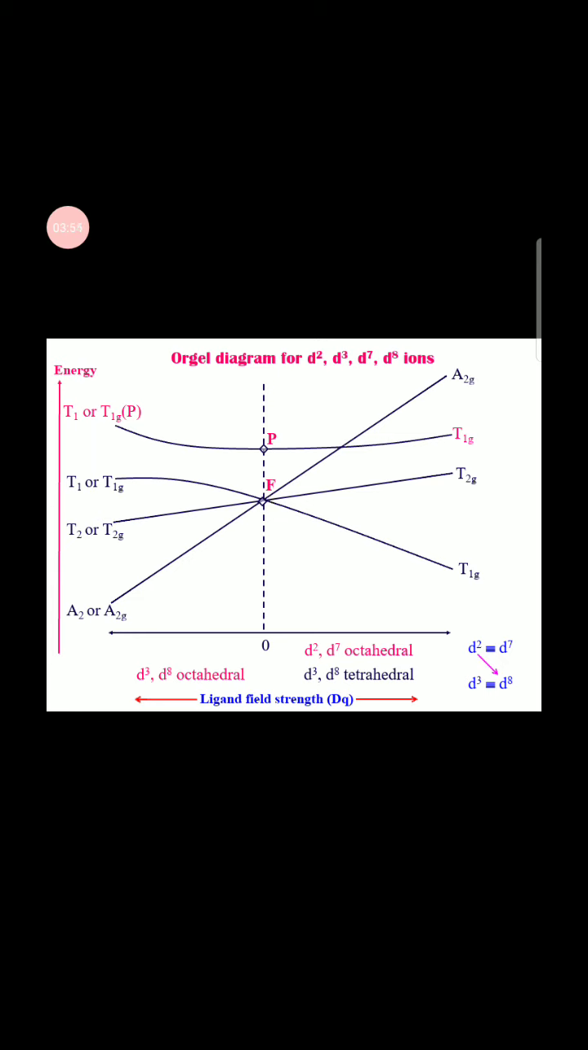d3 and d8 octahedral is shown like this: T1g, T1g, T2g, A2g. These are three splittings. For d3 and d8 octahedral, it is T1, T2, T1 (P) and A2. d2 and d7 octahedral is as shown in the black color.